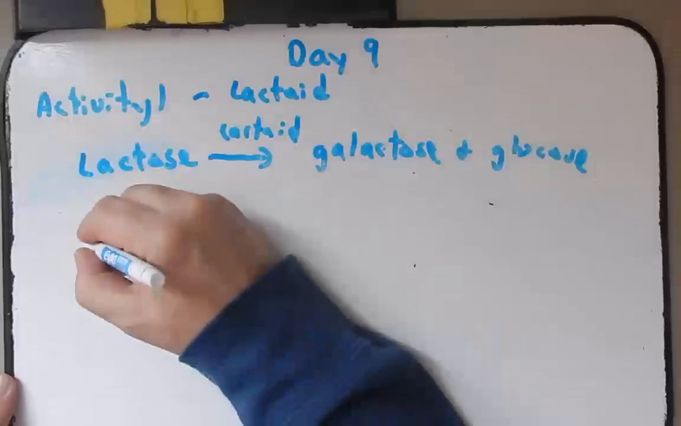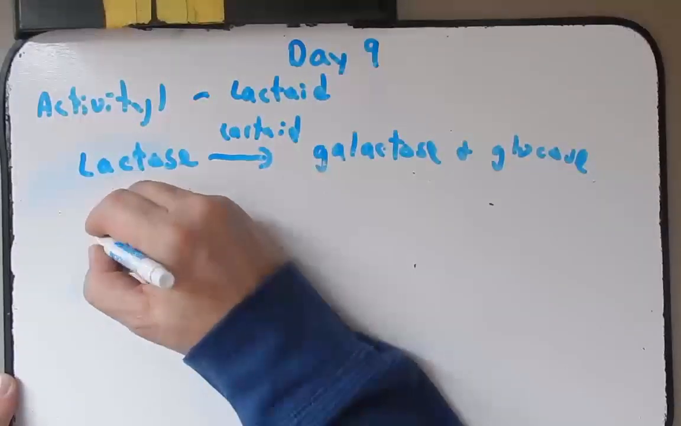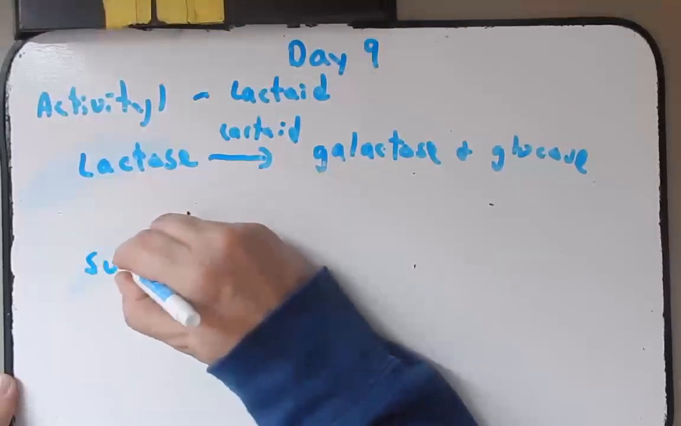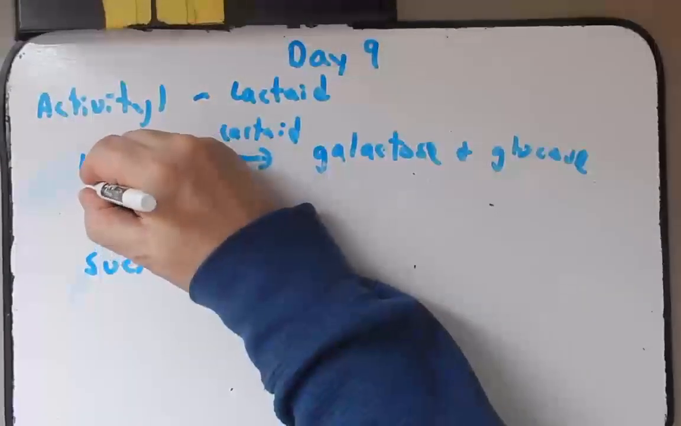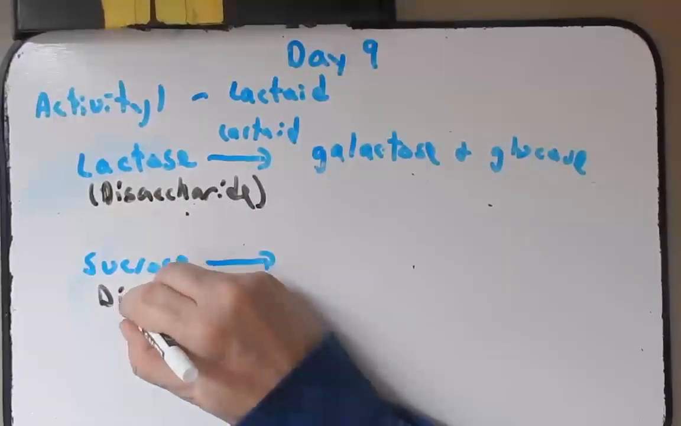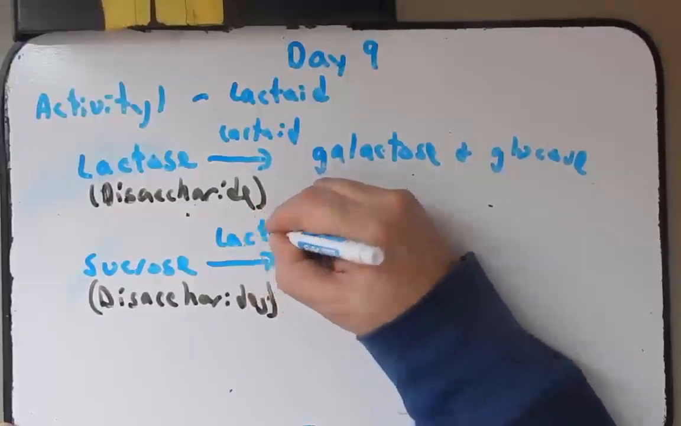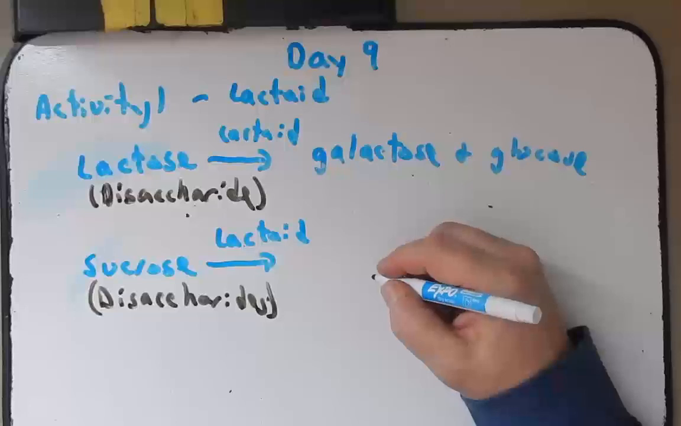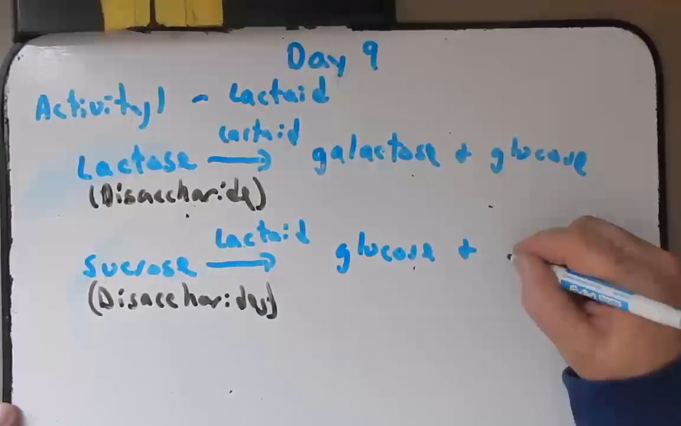The question this activity asks, would this enzyme work in the metabolism of a different disaccharide called sucrose? And let's remember that lactose is a disaccharide, just as sucrose is. So they're both disaccharides. So the question asks, if you put lactate with sucrose, would that facilitate the breaking down of sucrose into the 2 monomers of glucose and fructose?